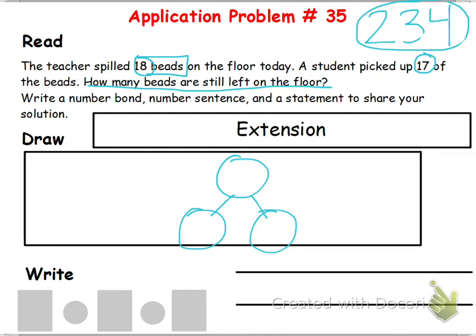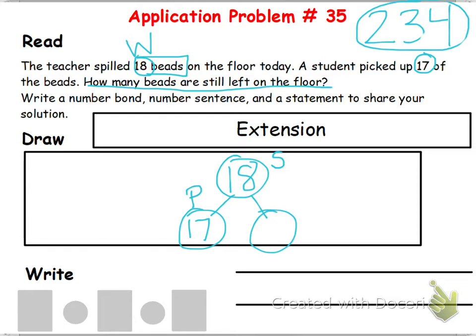Good. It tells us that the teacher put 18 beads on the floor. This 18 is our whole. Let's write that in our number bond. You know Miss Perkins will forget. 18 is our whole. So now, what is the part they give us? Well, we know that the student picked up 17 of the beads. 17 is our part that they give us. So this is how many were picked up, putting a P for picked up, and 18 was how many were spilled. So I'm putting an S for that 18.